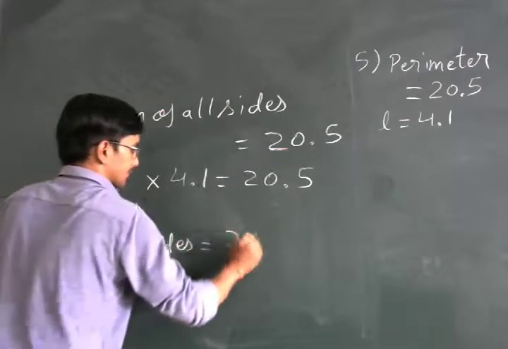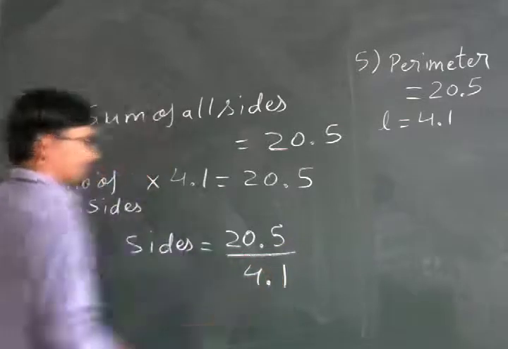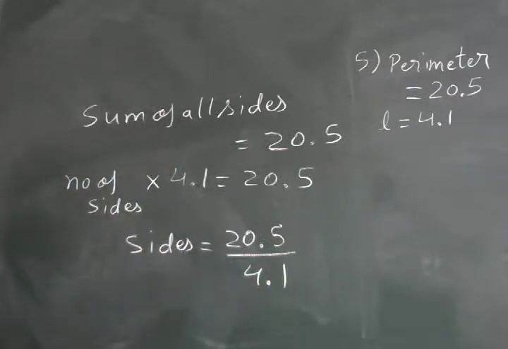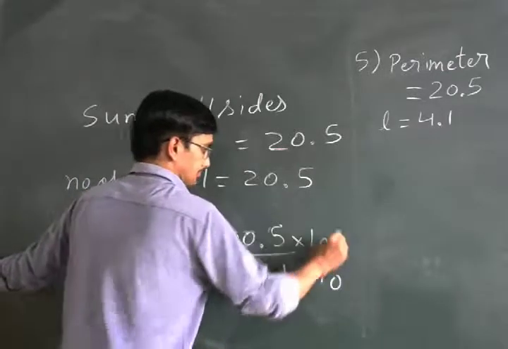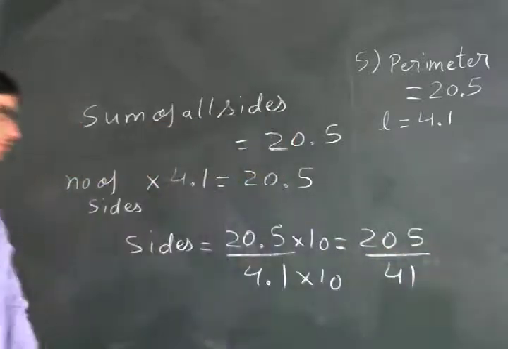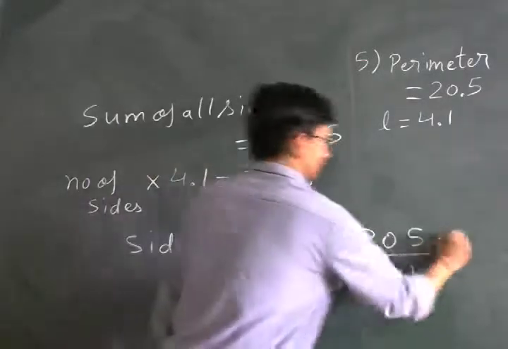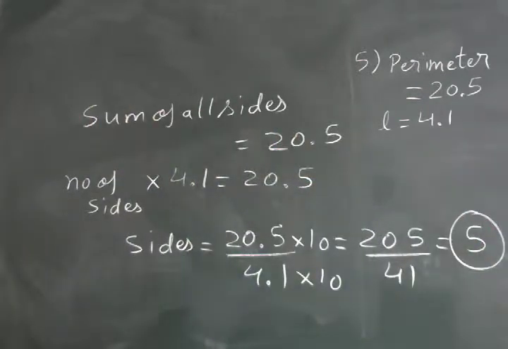Yes, Harsh, you answered it fast. Sir, we have to first divide 20.5 by 4.1. So 20.5 multiplied by 10, 4.1 multiplied by 10. So 205 divided by 41. So the answer is 5. So in the options, shape with 5 lines, only one shape has 5 lines, so it is a pentagon. So the answer is pentagon.